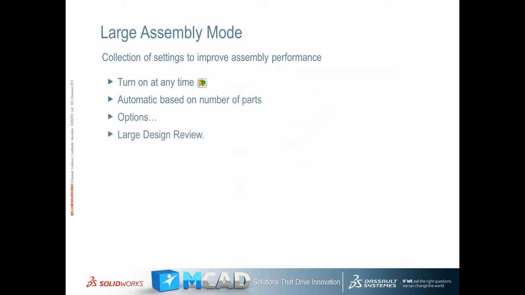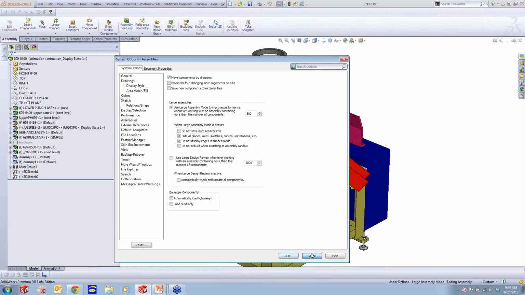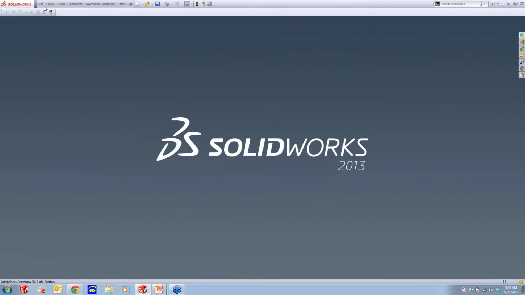But there's one more mode of working that I wanted to talk about, which is large design review. And it's a little bit more limited. You can also just open just the assembly in large design review, but you'd still have access to the feature manager. You'd be able to see what parts there are. You'd still take measurements, cross sections, hide components, but there's a second mode here called walkthrough. So let's talk about large design review.